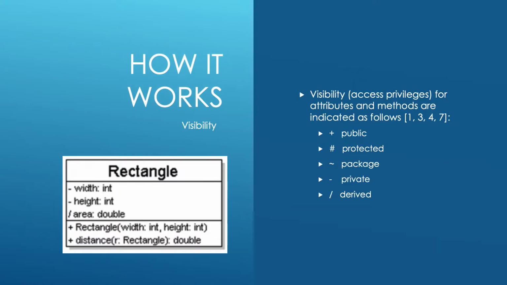You can indicate access privileges for both the attributes and the methods, as indicated below. A plus sign indicates public, a hashtag indicates that it's protected, a tilde indicates it as a package, a dash indicates that it's private, and a backslash consists of it being derived.